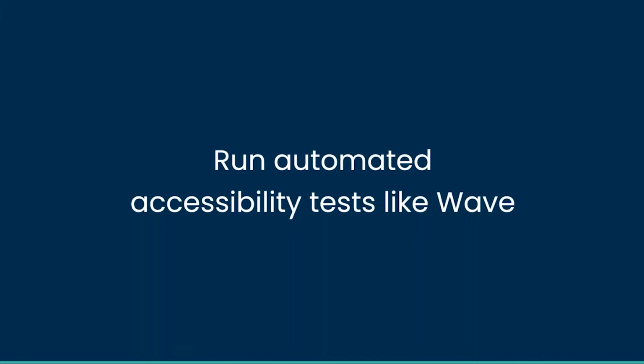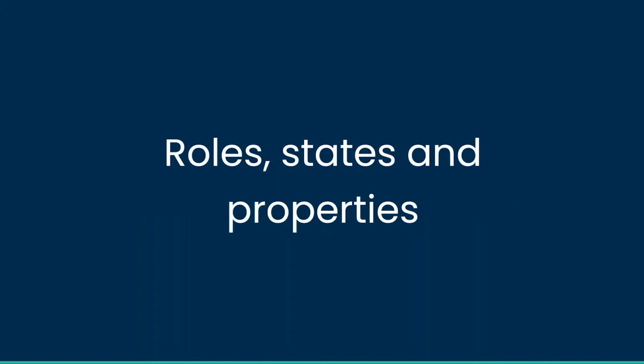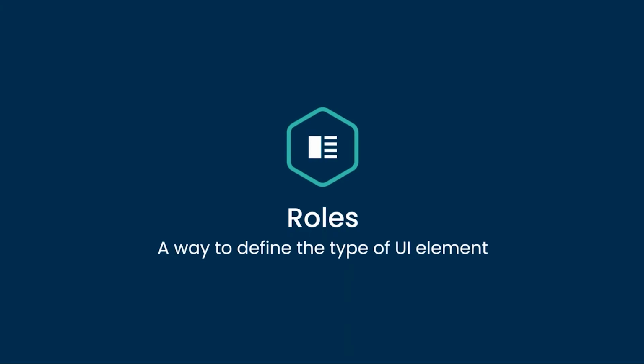Okay, so that's the warnings out of the way. Let's have a look a bit more closely at the attributes we've got in ARIA. So there are three types of attributes. We've got roles, we've got states, and properties. And to start with, let's have a look at roles.